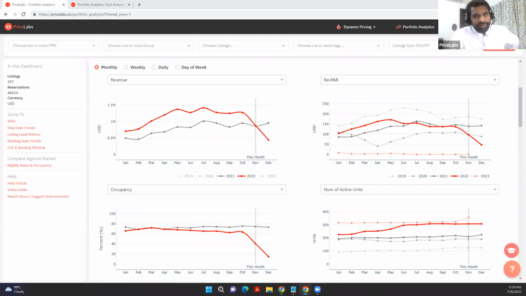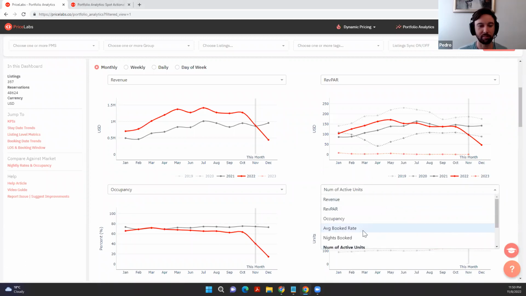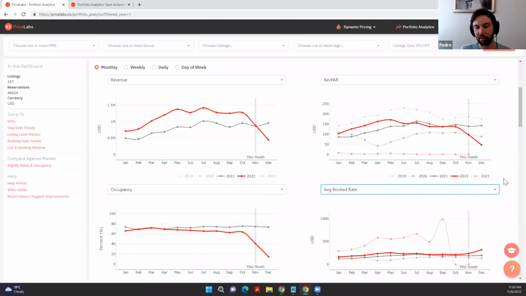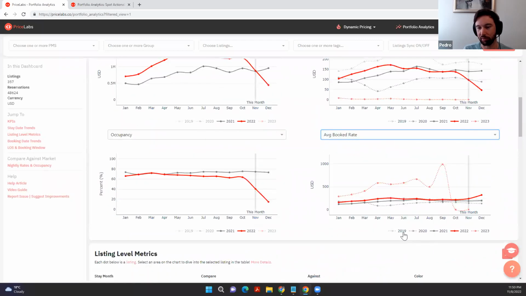Pedro, you spoke very fast and you understand RevPAR, but you have to slow down and tell us what RevPAR is and why it matters. Sure. RevPAR is revenue per available room. It's the revenue divided by the number of rooms that you have to rent. If you just have one unit, it doesn't make that much sense to look at RevPAR because you can just look at the booked rate and that's essentially the same thing.